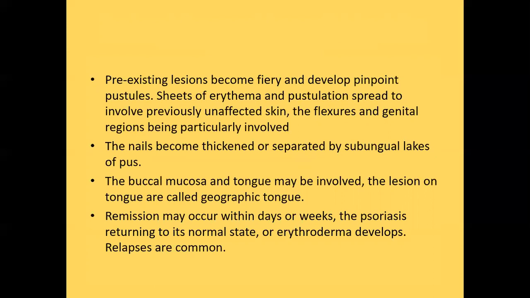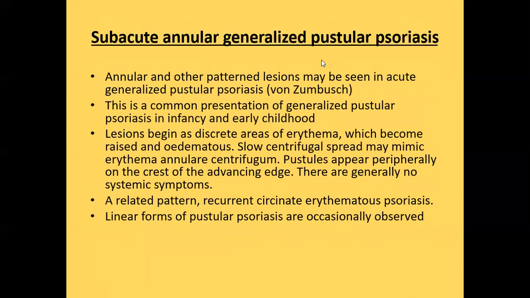Pre-existing plaque lesions become fiery and develop pinpoint pustules. Sheets of erythema and pustules spread to involve previously unaffected skin, flexures, and genital regions. Nails become thickened and separated by a subungual lake of pus. The buccal mucosa and tongue are involved. The tongue shows typical features of migratory glossitis. Remission may occur within days or weeks. Psoriasis returns to a normal state or erythroderma develops. And relapses of pustular psoriasis are frequent.